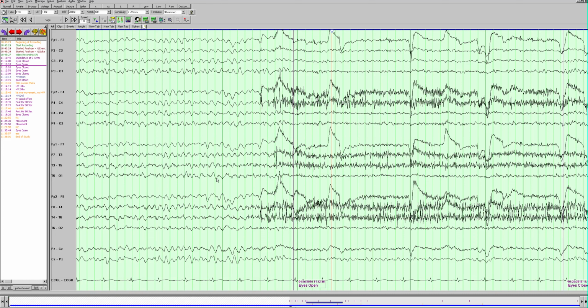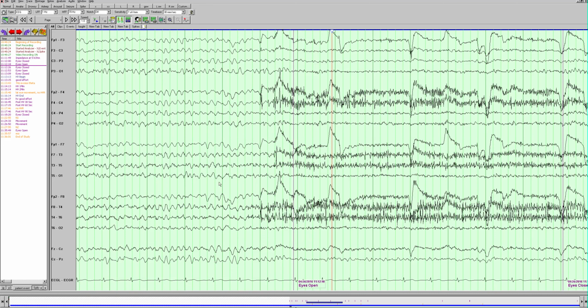There also are some slower waves in here. These are about 5 hertz, these waves here. And so this is mostly theta frequency activity. It does look symmetric from hemisphere to hemisphere, and it's symmetric in terms of frequency and amplitude.